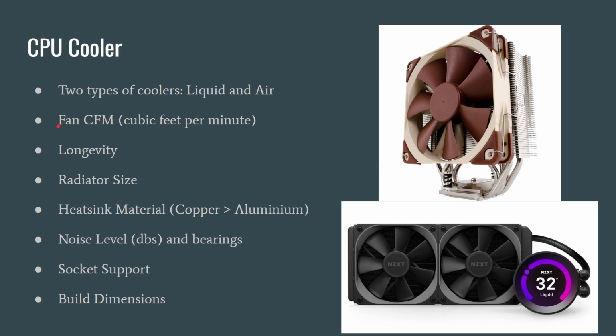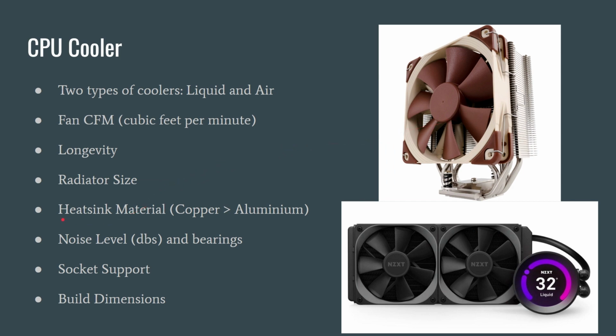So the important specs to note here are fan CFM, which is cubic feet per minute, and this basically determines how much total air the fan can move. So if a fan has a larger CFM, it can just move more air, basically. The longevity or the lifetime of your fans and your cooler is important, so you don't want a cooler that's going to fail on you after a year. Then radiator size. For air coolers, there are going to be different dimensions and specs than liquid coolers, but obviously a bigger radiator means you can dissipate more heat and cool more effectively.